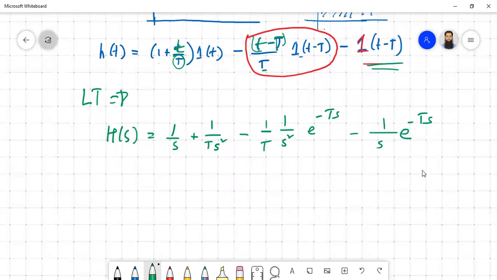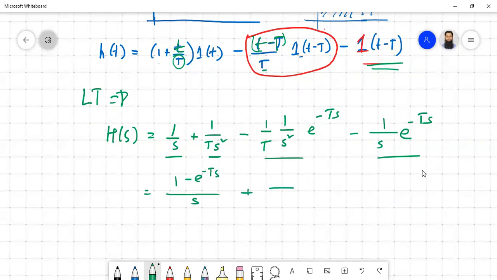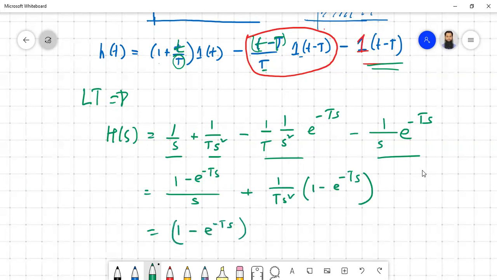Now we can see that some factors are common between this one and this one, so let's take them common. What we are going to get is 1 by s times (1 minus e to the power minus Ts) plus 1 by Ts square times (1 minus e to the power minus Ts). So 1 minus e to the power minus Ts is common. So what we have is (1 minus e to the power minus Ts) times (Ts plus 1) over Ts square.